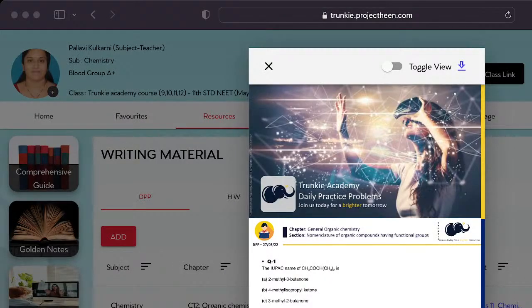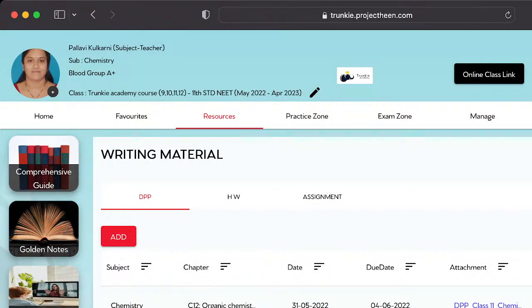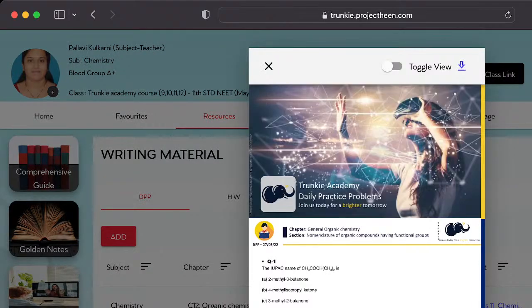Let me just tell you about the DPP, daily practice problem. This is the teacher's portal. Here you have to go to resources, then to writing material, where you will see the DPP, daily practice problem. You can download it here. Write down the solutions to the questions in your notebook. Take a photo of your notebook and upload it on the portal itself, so the teacher will evaluate and let you know the suggestions and corrections in it. So that's all about DPP, and today we are going to end the session here.